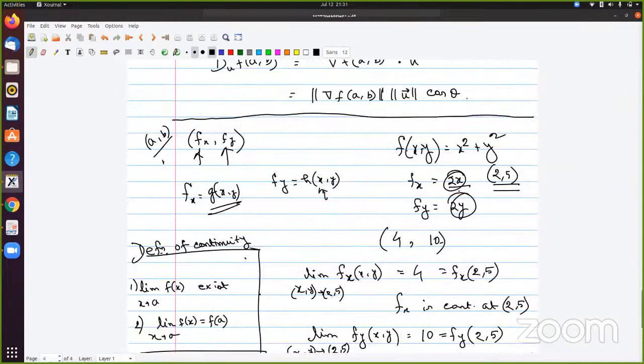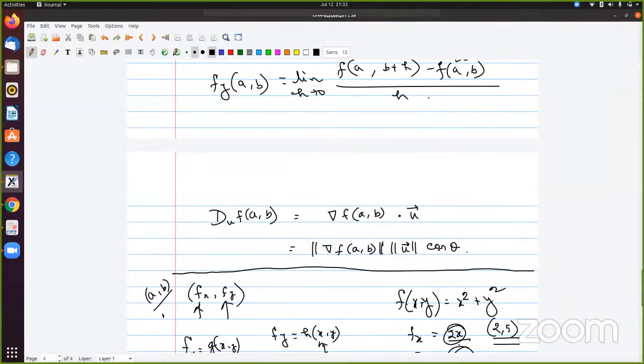So what I was talking about: cos theta. What is theta? This is a vector, u is also a vector, and theta is the angle between them. Now, what is the maximum value of cos theta? It is 1. If I want this to be maximum, and these two are positive, then this should be 1. For the minimum, this should be -1. That we already know: 1 is maximum and -1 is minimum.